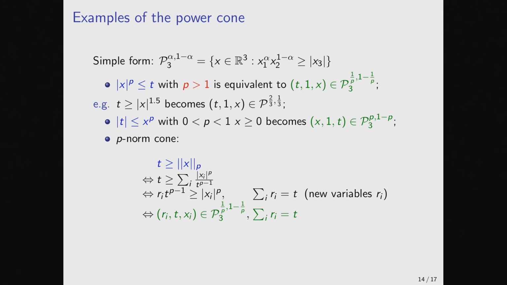So the constraint of absolute value of x to the p less or equal than t, with p greater than 1, is a convex constraint, and you can reformulate it as a conic constraint by just saying that t, 1, x are a triplet that simply belong to the power cone with parameter alpha equal to 1 over p. And the same holds for other constraints. So t greater or equal x to the 1.5 is another convex constraint that can be formulated as a cone.